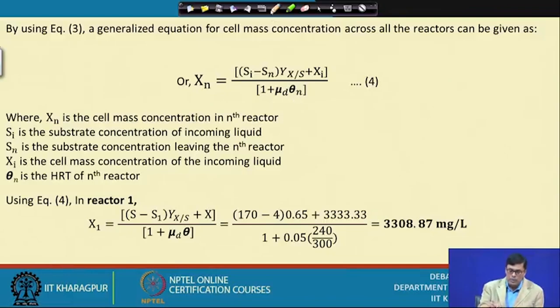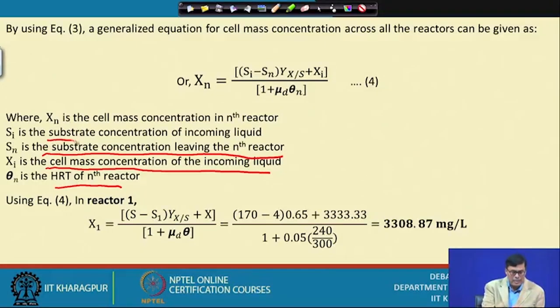Now, what do you mean by theta n? Theta n is the hydraulic retention time of the nth tank, x I is the cell mass concentration of the incoming liquid, S n is the substrate concentration leaving the nth tank, and S I is the substrate concentration of the incoming liquid, x n is the cell mass concentration of the nth reactor.